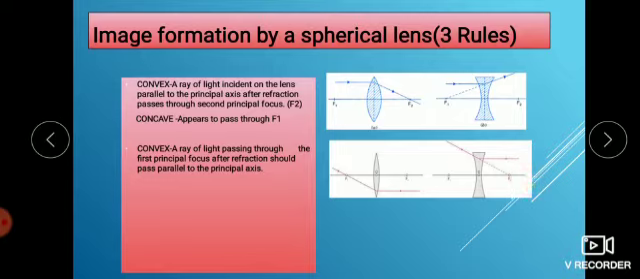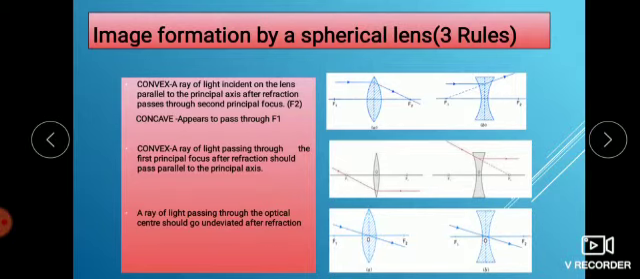Rule 2. Rule 3: whenever a light ray passes through the optical center, it moves without any refraction, that is, undeviated. After refraction, it goes undeviated. So it retraces the path when it passes through the optical center. These are the three rules. Hope the rules are very clear. See, children, whenever you learn these rules, I want you to practice with the diagram. Otherwise, it will be a confusing one, right?